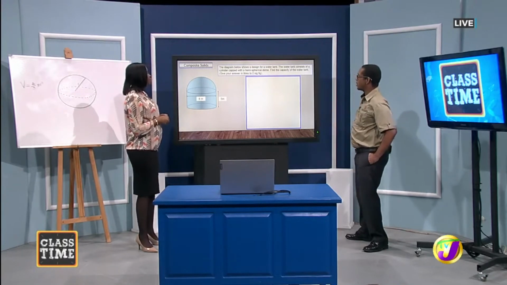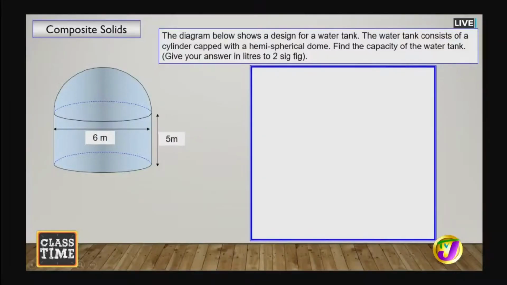Okay, let us look at this question. The diagram below shows a design of a water tank. The water tank consists of a cylinder capped with a hemispherical dome. Find the capacity of the water tank, and we're giving our answer in liters this time to two significant figures. And notice our dimensions are in meters. All right. So let's see how this turns out.